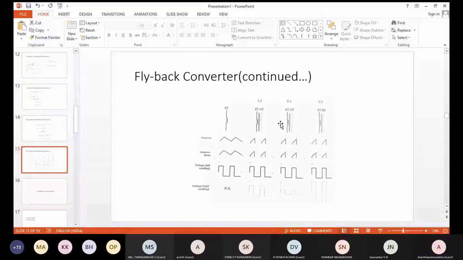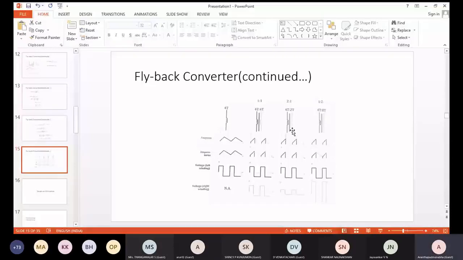The second diagram indicates 4:4, that means 1:1: 4 turns in the primary, 4 turns in the secondary. Whereas the next diagram shows 4 turns and 2 turns in the secondary, that means 2:1. Then 1:2. So there are different turns ratios. I should not use the word transformer; I should say coupled inductor. Whereas here I have shown only one inductor without any coupling.